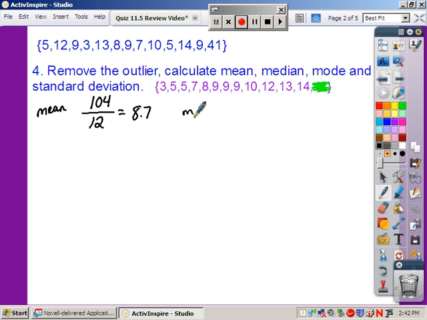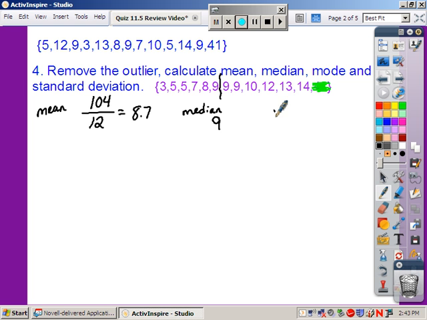Okay, let's look at the median. Again, we only have 12 numbers now, so that might change too. I need 6 on each side. 1, 2, 3, 4, 5, 6, and then there'd be 6 this way. So what happens is the median ends up being between these two numbers now. And that's okay, because really what I would do is add these two numbers together and divide by 2. Since they're the exact same number, I think you know that the median is going to be a 9.